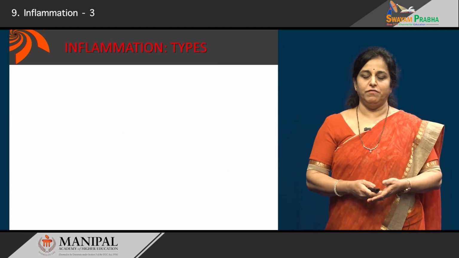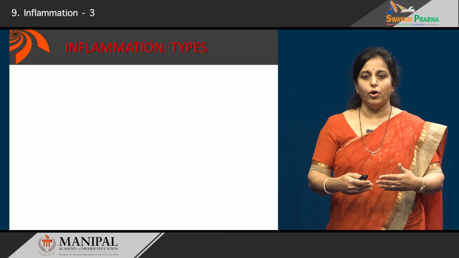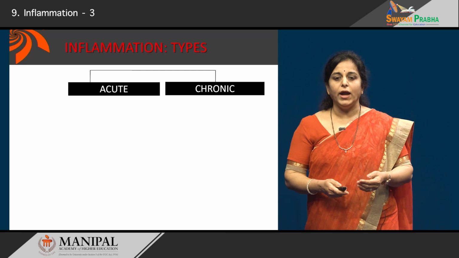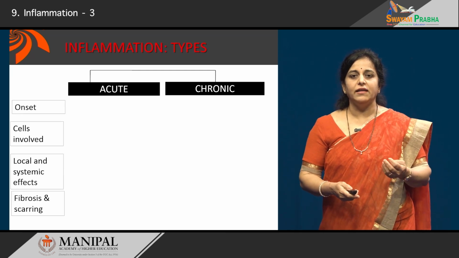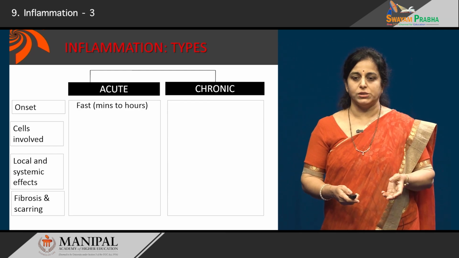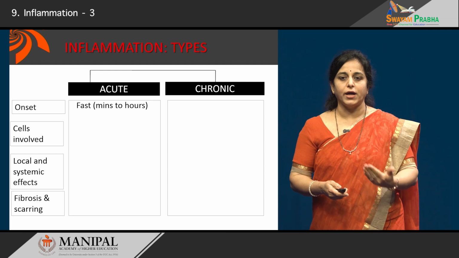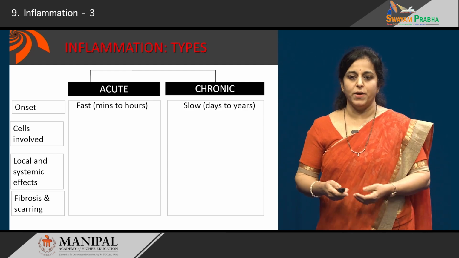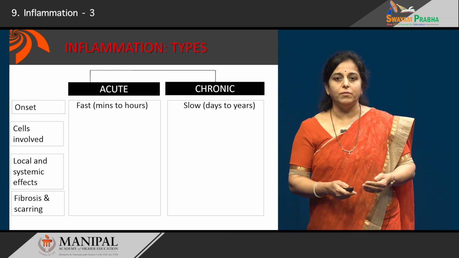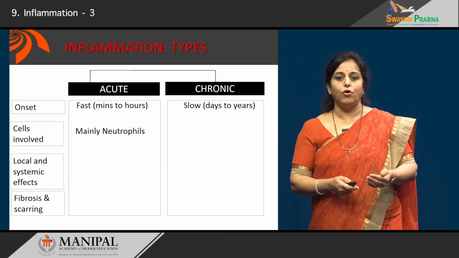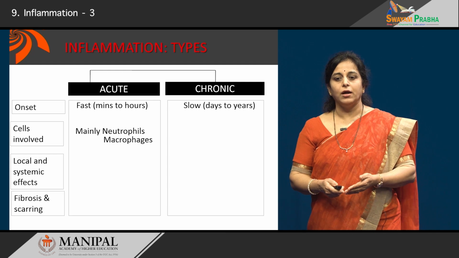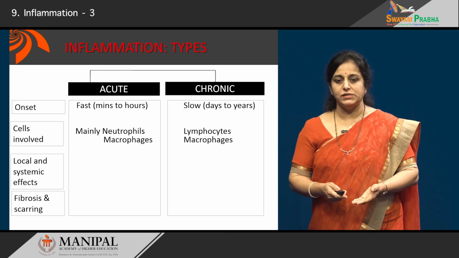So, what are the types of inflammation? We could have 2 important types of inflammation, that is the acute and the chronic. Now, acute inflammation, as the name says, is of a very short duration, which usually occurs within minutes to hours, whereas chronic inflammation is what occurs over many days to months. Now, what are the cells involved in acute and chronic? In acute inflammation, the most important cells involved are the neutrophils and the macrophages, while in chronic inflammation we have lymphocytes and macrophages as well.